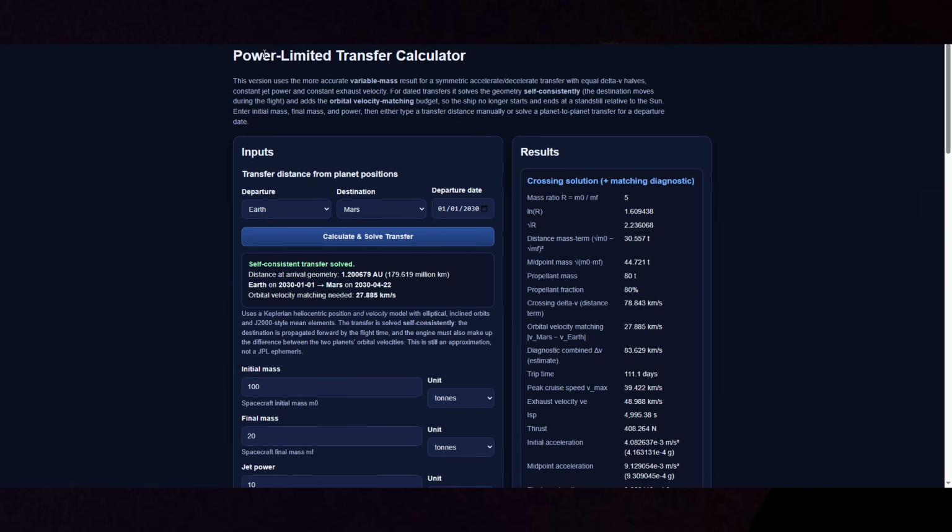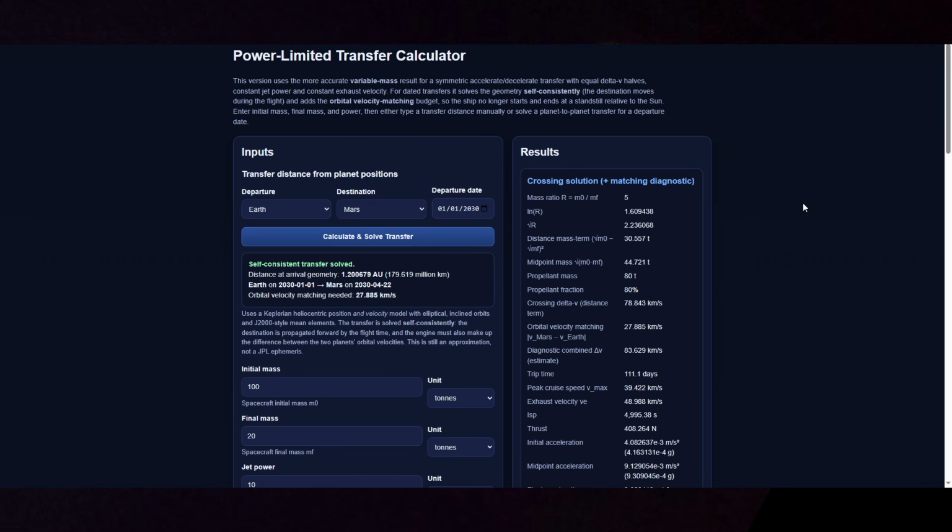And I previously introduced this power limited transfer calculator. It's available on my website, and I'll put the link in the video description. It has since been improved. So this is version 9. Make sure if you've accessed this before, you refresh and make sure you get version 9 in the address bar.